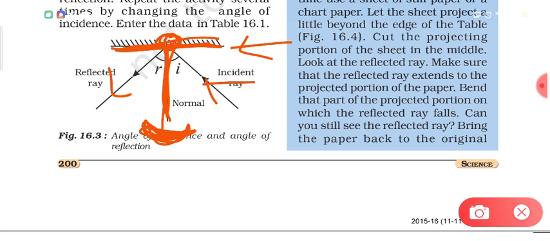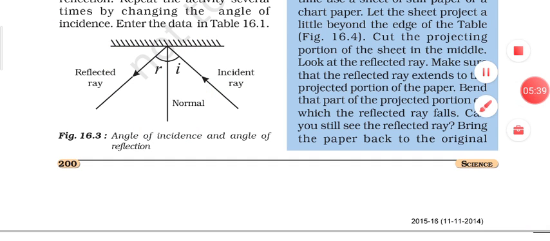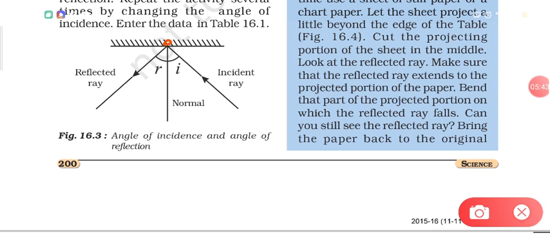So dear students, this normal is always drawn at the point of incidence. Now what is the point of incidence? The point of incidence is that point on the surface of any object on which the incident ray is falling, right?